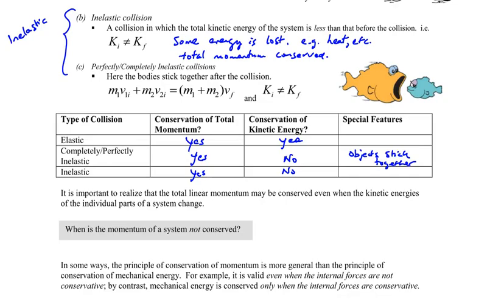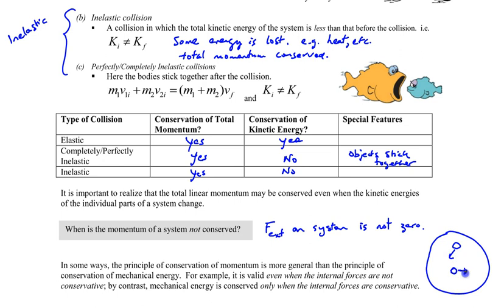There is a good point mentioned down here that says it is important to realize that the total momentum of the system may be conserved even though the kinetic energies of the individual parts will change. So when is momentum of the system not conserved? Well, that occurs when the external force on a system is not zero.